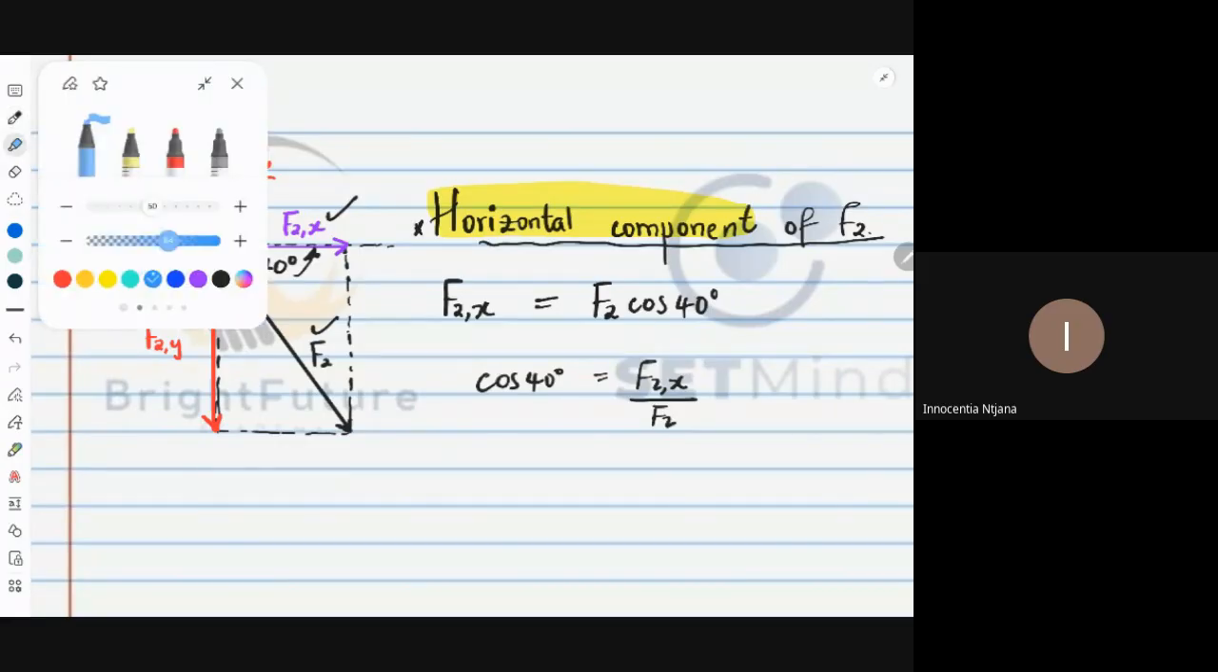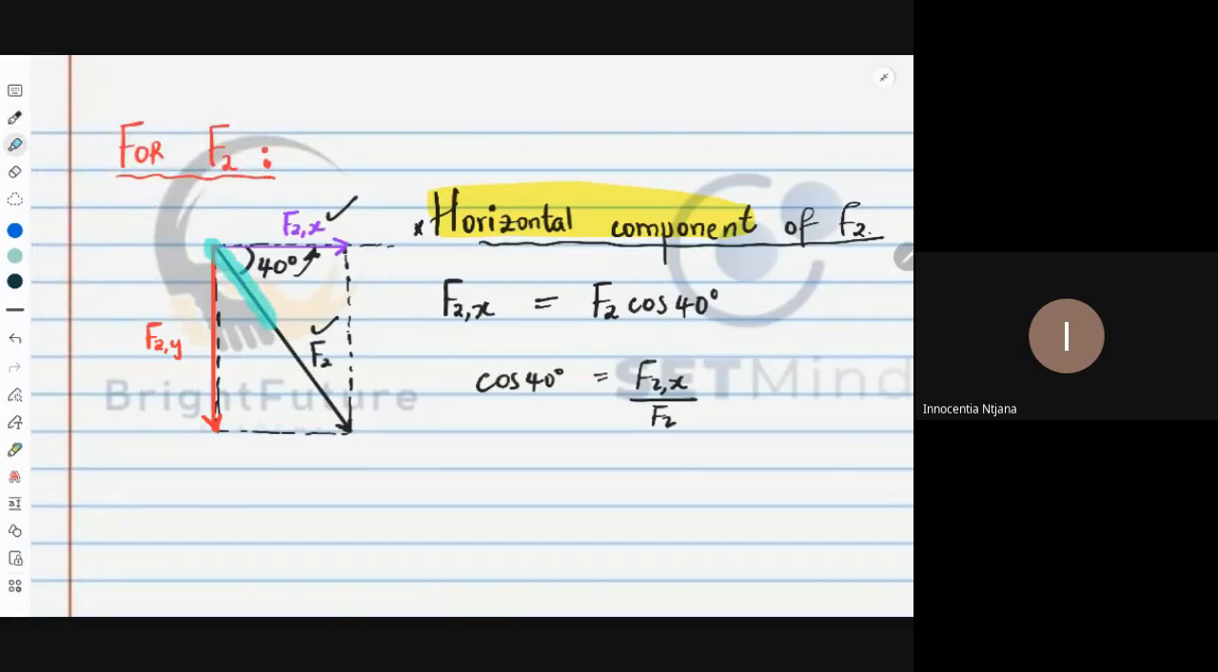Remember what we said. This is simply a right angle triangle, where the hypotenuse side is F2, the adjacent side is F2X, and the opposite side in this case is F2Y. Notice how the sides have changed depending on the angle changing as well. If the angle was here, F2X would have been an opposite side and not an adjacent side. So it depends where theta is. Okay, so that's how we did it.